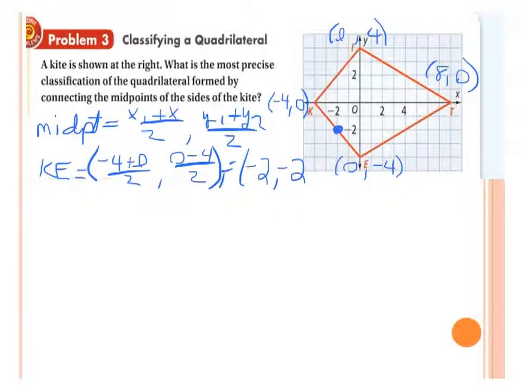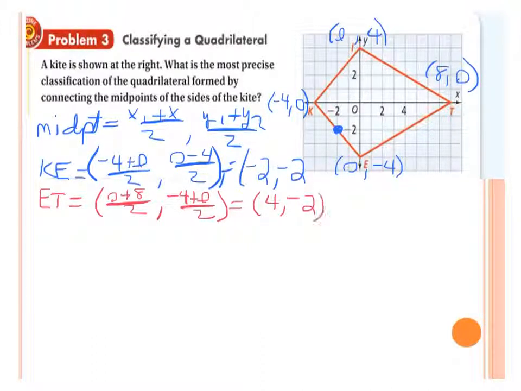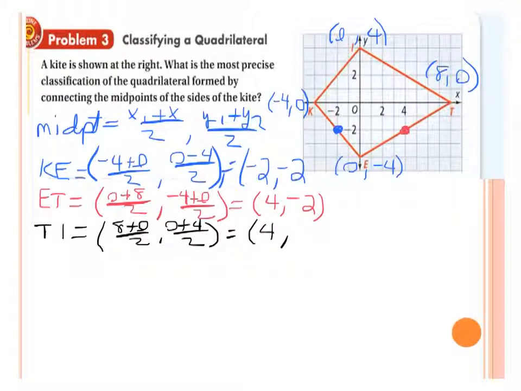All right, we did KE, so let's go to ET. For ET, our x's first: 0 plus 8 over 2. And then we've got negative 4 plus 0 over 2. Therefore, our coordinates are 8 over 2, which is 4, and negative 4 over 2, which is negative 2. So we've got 4 and negative 2. Here's our next coordinate. Next, we will do TI. For our midpoint, we've got 8 plus 0 over 2, and then 0 plus 4 over 2. Therefore, our midpoint is 8 divided by 2, which is 4, and 4 divided by 2, which is 2. So x is 4 and y is 2.